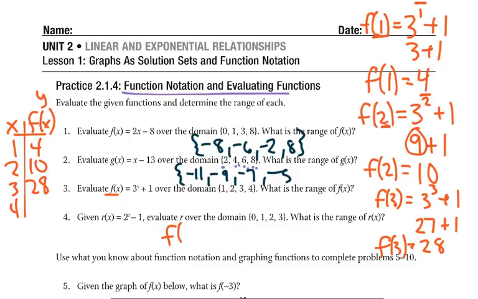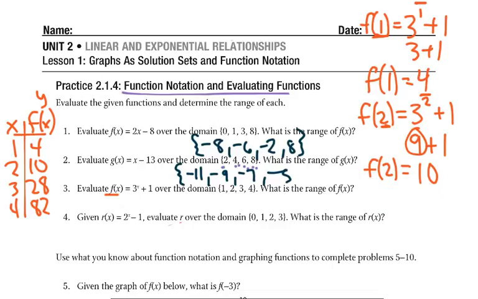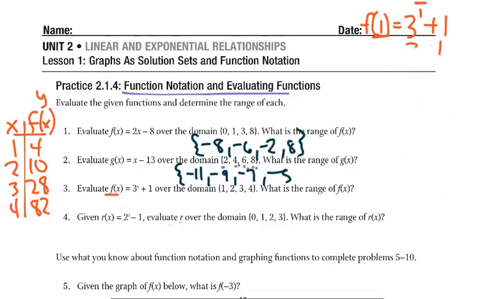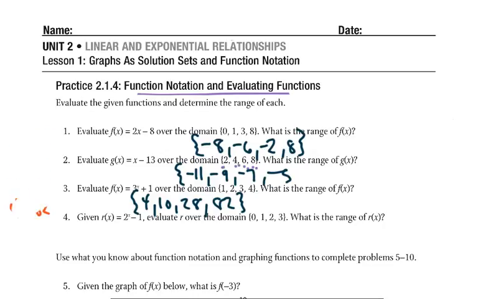Okay, then the last one, f of 4 equals 3 to the fourth. Well, 3 times 3 times 3 was 27, times 3 one more time gives us 81. Plus 1, we get 82. So f of 4 equals 82. Okay, so once we've evaluated all those, it wants our actual range. So looking at the y values, or the range values, the f of x values, we do them in our cute little brackets, and we go 4, 10, 28, and 82. And then we've got that one.